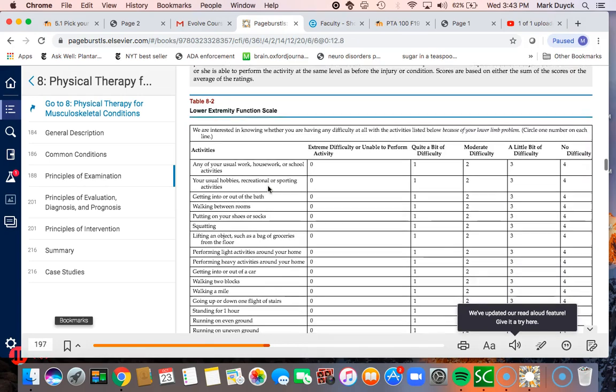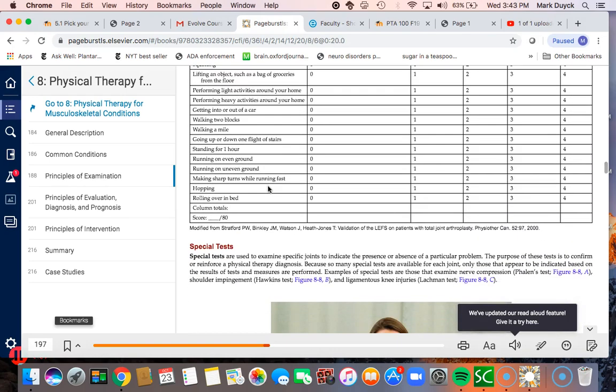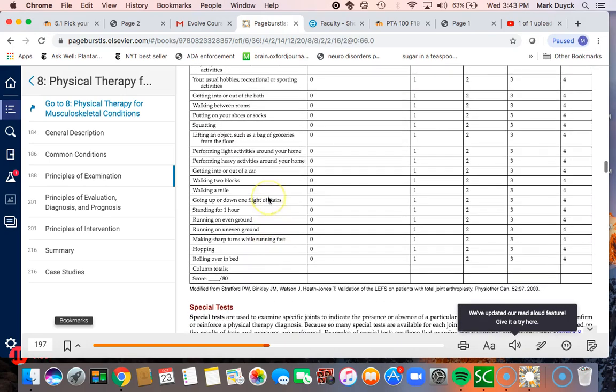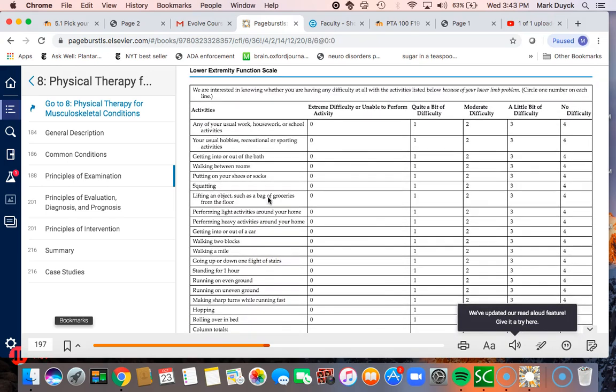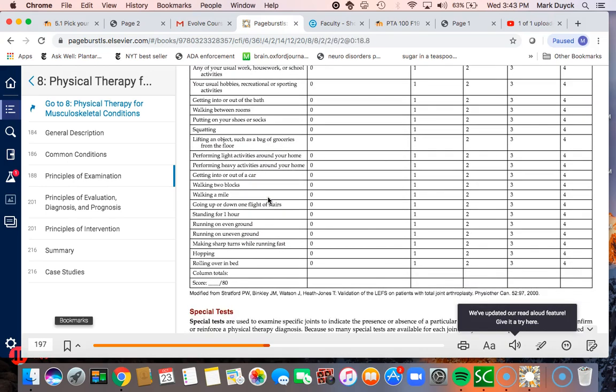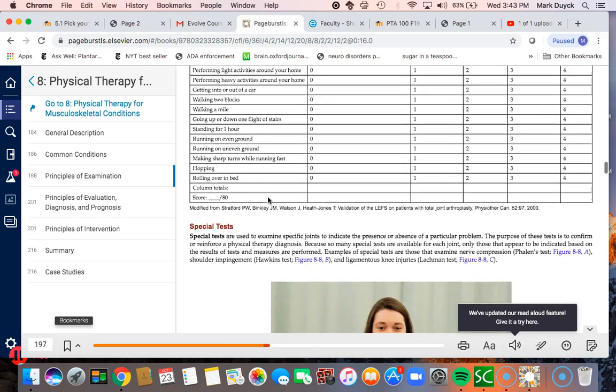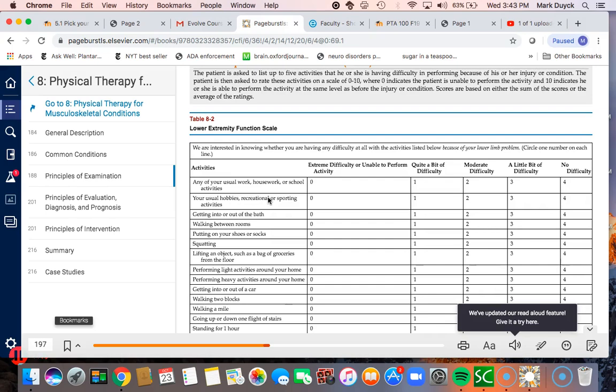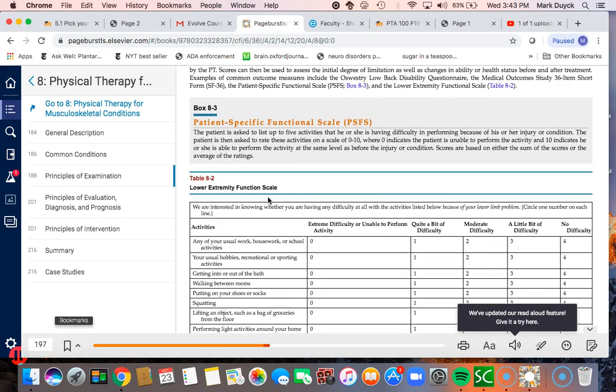I think this is a great scale, but again, you're not required to memorize that. I think it's good to look through it because you can get some ideas about activities that you and I may take for granted, but for someone with a health condition it may be an entirely different story. And I think this scale is very good, the lower extremity functional scale.